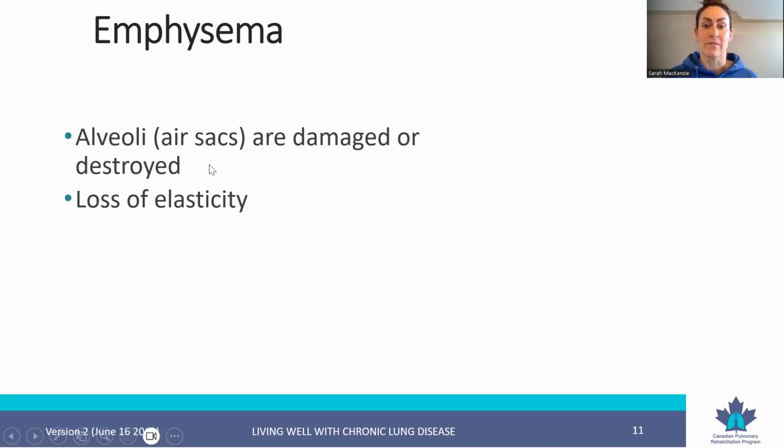This leads to a loss of elasticity. So when we're talking about elasticity in our lungs, we're talking about the ability of all of our airways to expand as we breathe in and go back to their regular shape as we breathe out. There's always air left in our lungs to hold their shape. This is called residual volume.